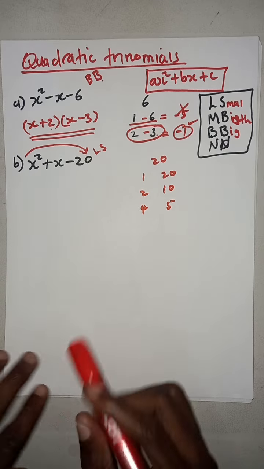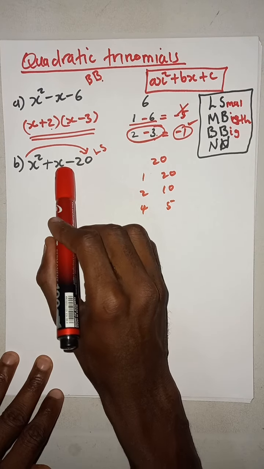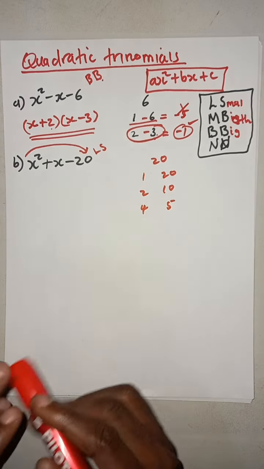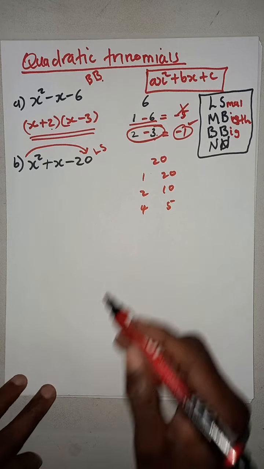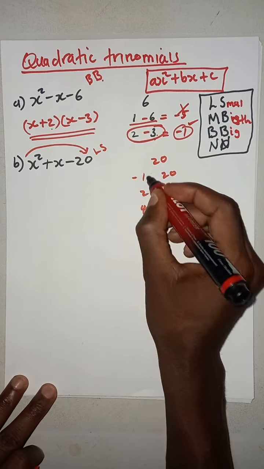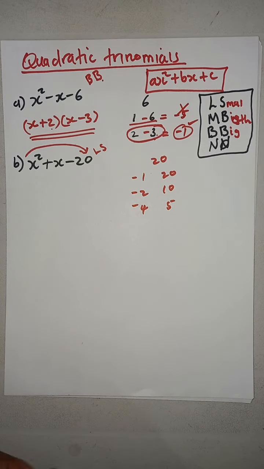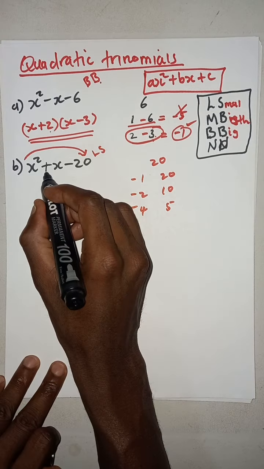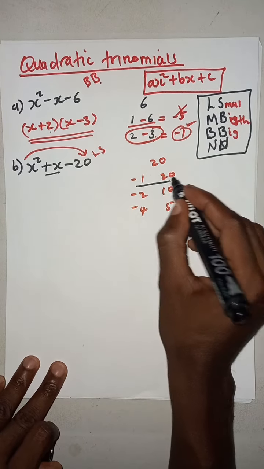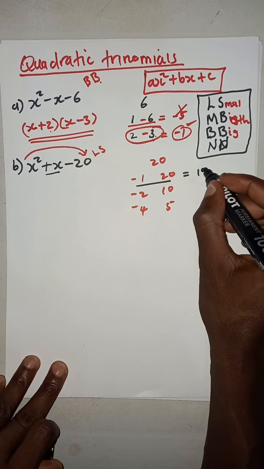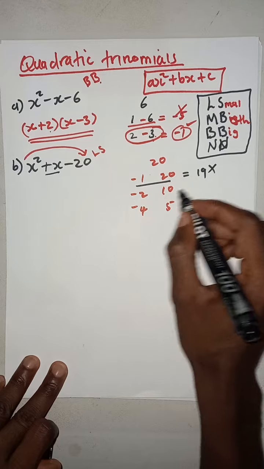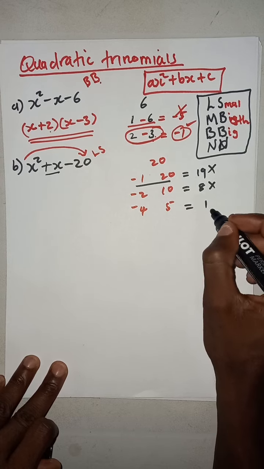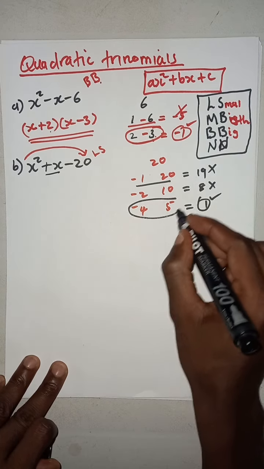Now, the next thing is, since I'm applying LS, because the last is having negative, therefore the small factor, S stands for small factor, to be negative. These are the small factors, these are the big factors. So this should be negative. The next thing is I need to find two numbers that I can add to give me positive 1, because here I'm having positive 1. So this one, if I add it, gives me 19. It's not. If I add this one, it gives me 8. No. If I add this one, it gives me positive 1. So which means this is what I'm going to take.